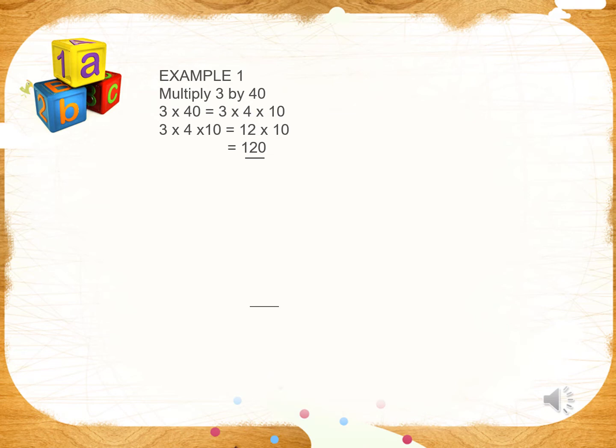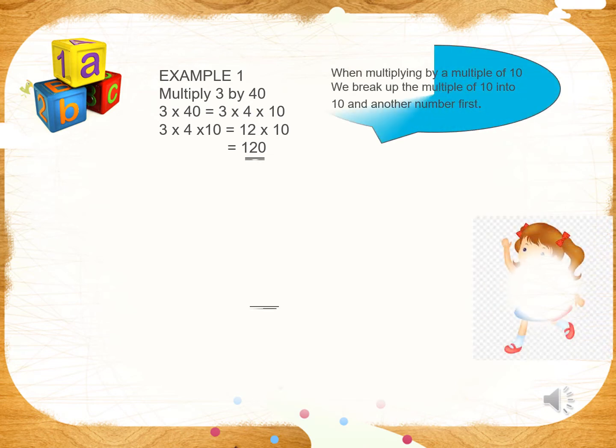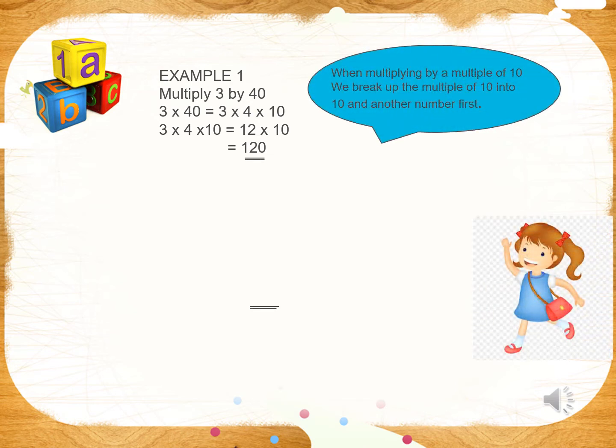Okay children, let's see example 1. Multiply 3 by 40. Do you remember, when multiplying by a multiple of 10, we break up the multiple of 10 into 10 and another number first. So 3 multiplied by 40. First we break up the multiple of 10. So 3 multiplied by 4 multiplied by 10. First, 3 multiplied by 4 is 12. Then 12 multiplied by 10 is 120.